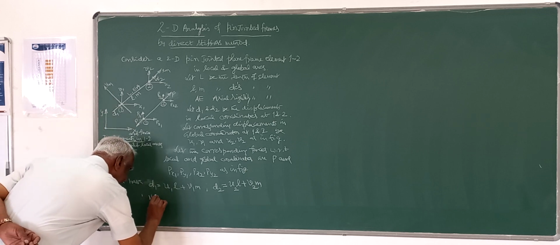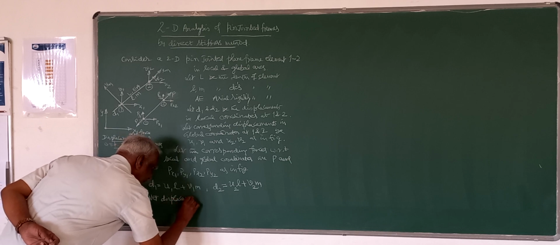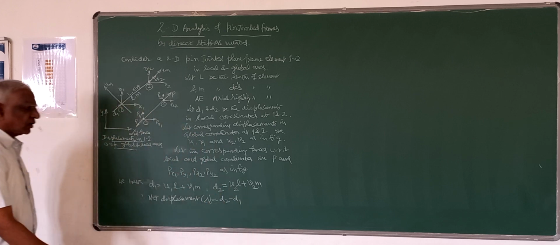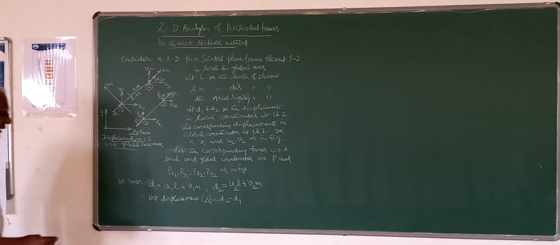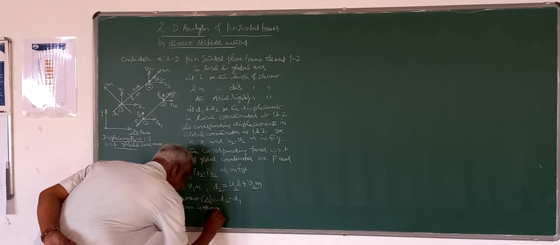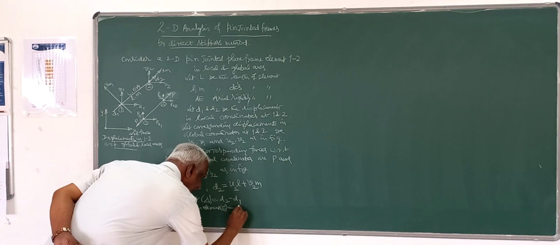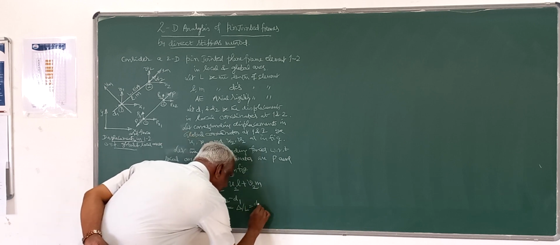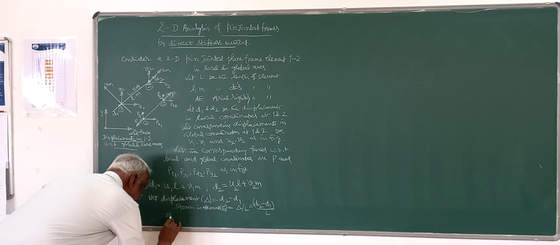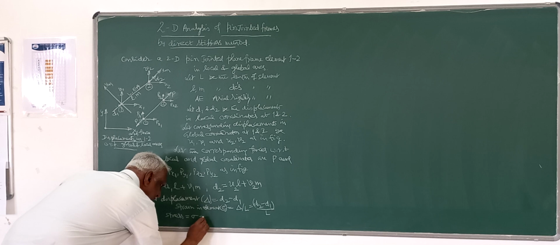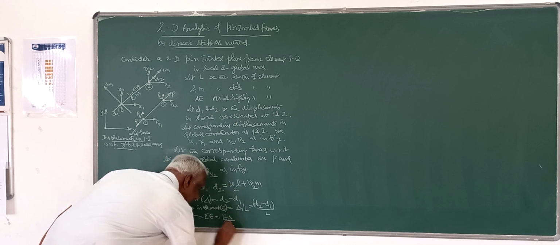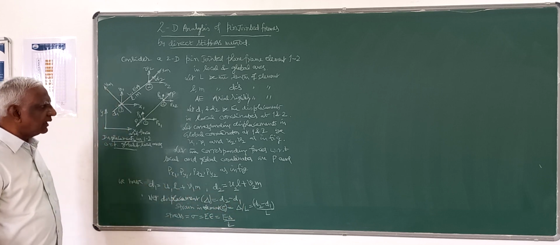Therefore, the net displacement delta is nothing but the difference in the displacements along the axial direction, that is D2 minus D1. Therefore, the strain in the element, epsilon, is equal to delta by L, that is D2 minus D1 divided by L. And stress sigma is E epsilon, that is nothing but E delta by L, or E times D2 minus D1 by L.